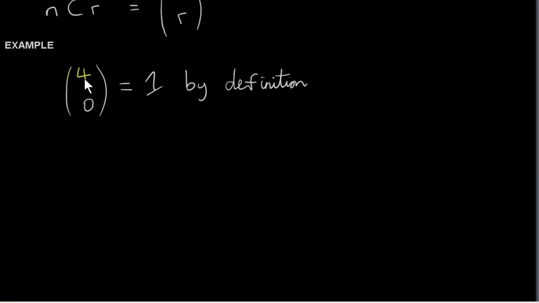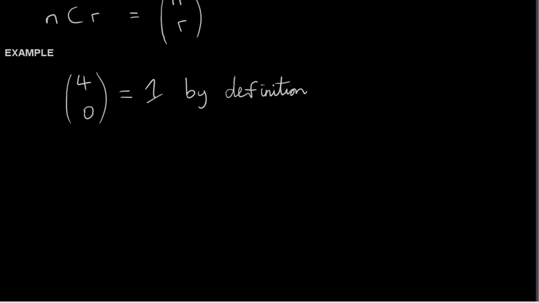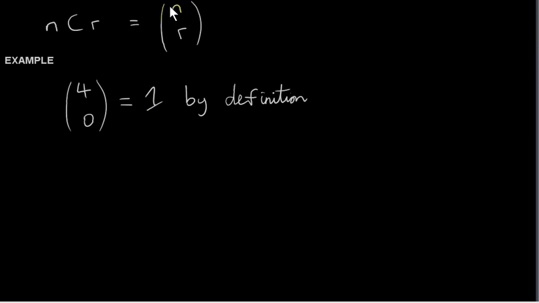By definition, we say that if we take any number and choose 0 objects from it, there's only one way of doing that. So this is really to do with a formula for NCR, which I won't go into in this video, but I might cover later on. So the number of ways of choosing 0 objects from 4 is 1. The number of ways of choosing 0 objects from N objects is 1, by definition.